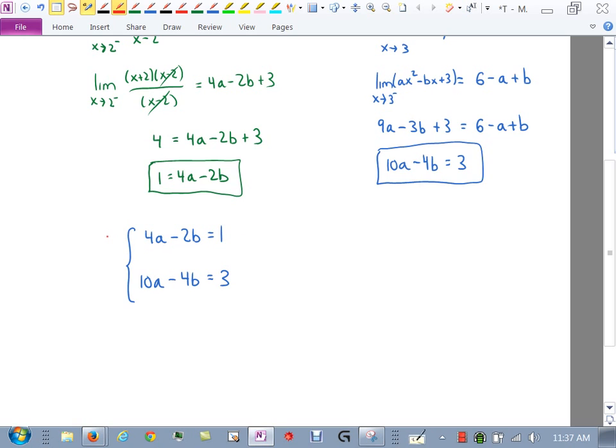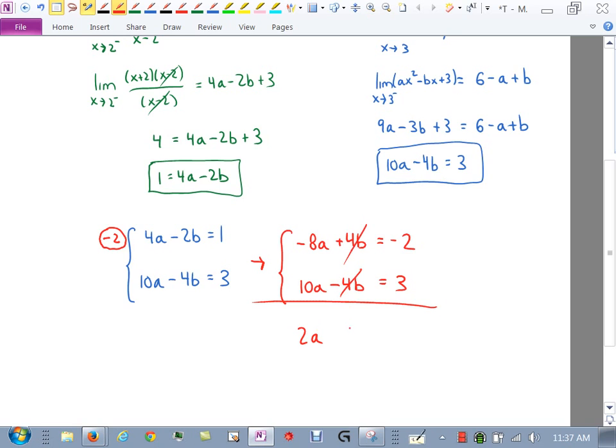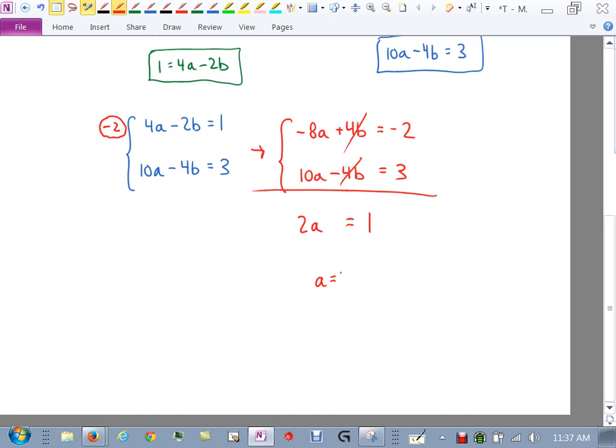So to make that a 4b, I multiply the top row by negative 2. That creates a new system of equations, negative 8a plus 4b. Remember that negative 2 has to distribute to the entire equation, so equals negative 2. The second equation does not change. And now I can add straight down. So if I add down, I get 2a. The b's will cancel. And over here, I get 1, which means a is equal to 1/2.